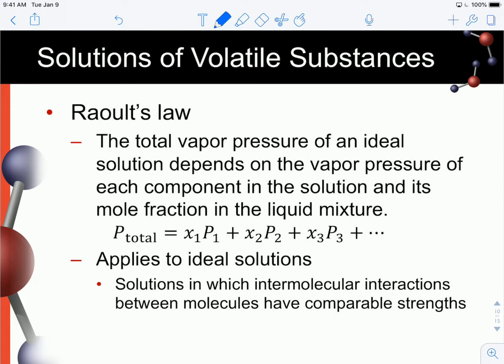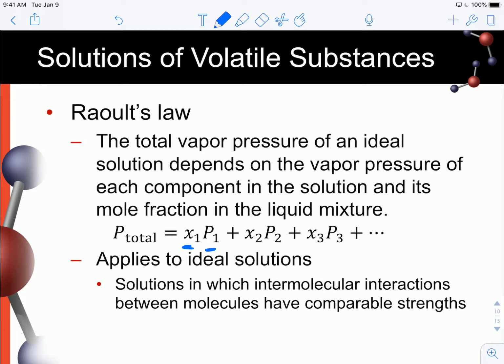Now, what we can do is we can actually calculate vapor pressures of solutions. And what you simply do is you sum up all the individual vapor pressures of each component. So looking at this equation here, X is the mole fraction. So this would be the mole fraction of substance 1, times that substance's equilibrium vapor pressure. So if you had 2 substances and you had their mole fractions and vapor pressures, you could figure out what the total vapor pressure of that solution is. And this only applies to ideal solutions.